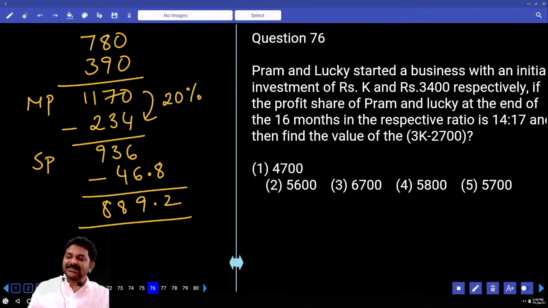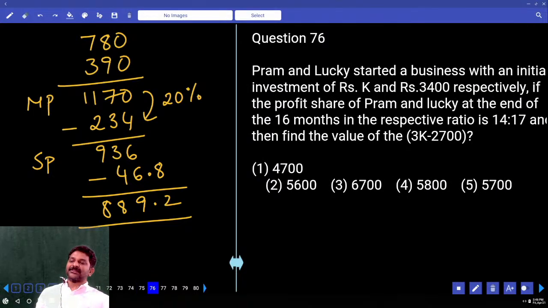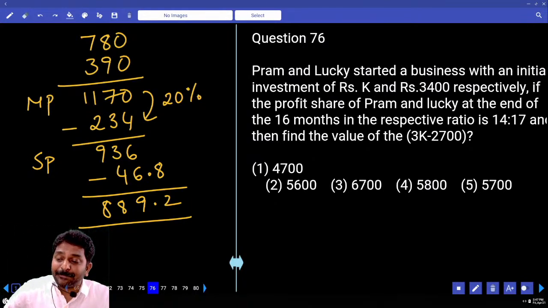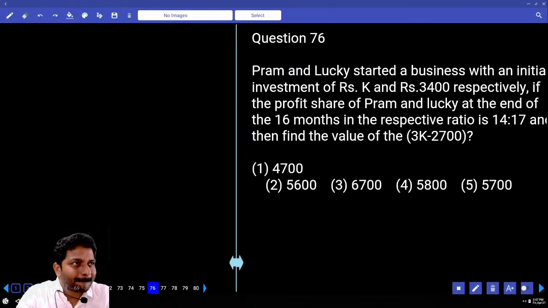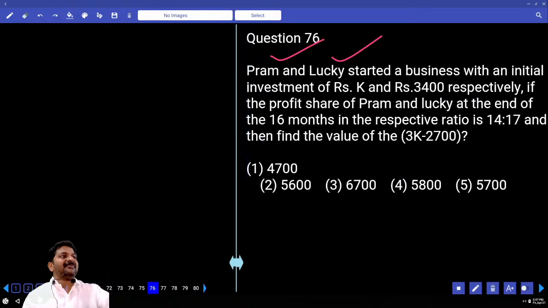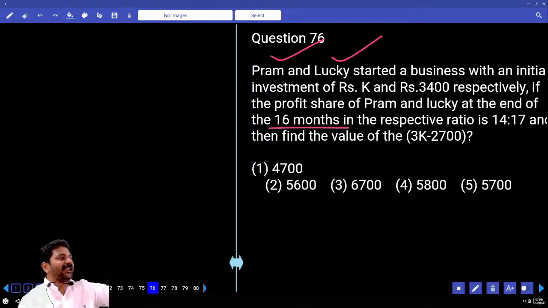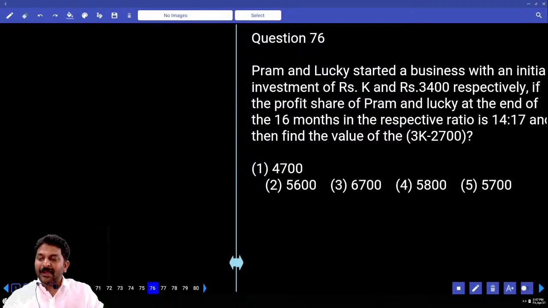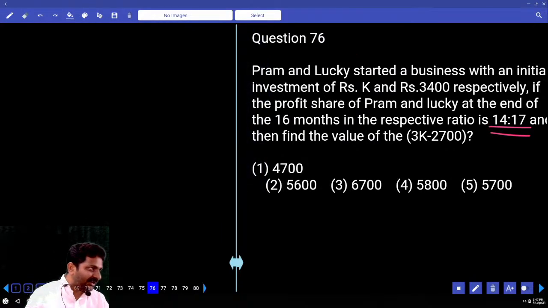Prem and Lucky started a business with initial investments of K rupees and 3,400 respectively. If the profit share of Prem and Lucky at the end of 16 months is in the respective ratio 14:17. Now who started the business? Both at a time? Do you have any information saying either Prem or Lucky changed their investment? That means they have invested the initial amount for the entire time period. Whether it is for 16 months or 10 months or 1 year, doesn't matter. Profit sharing ratio is mentioned as 14:17. Hence their investment also must be in the same ratio.